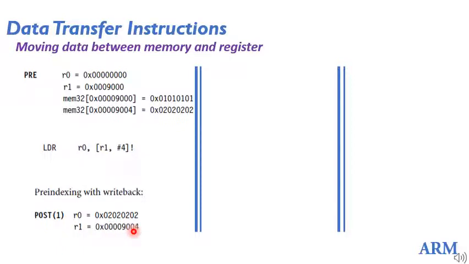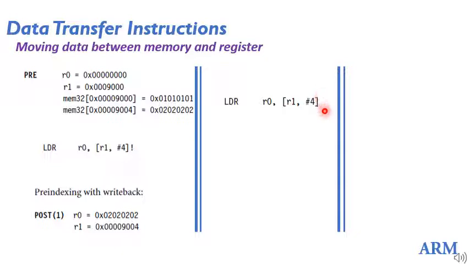Let me take another example, that is LDR R0 comma R1 comma hash 4. So what is this, pre-indexing or post-indexing? Again it is pre-indexing only because it is inside the brackets. R1 comma hash 4. So there is no exclamation here.